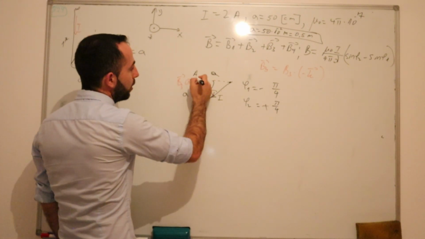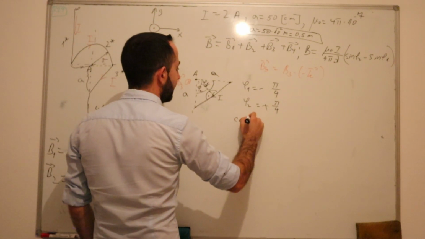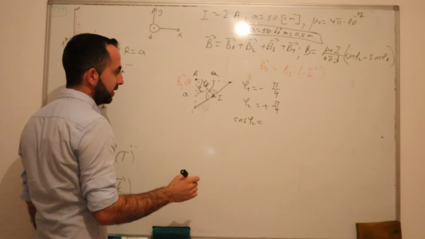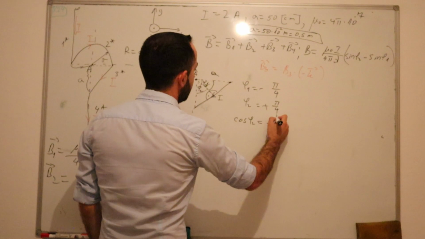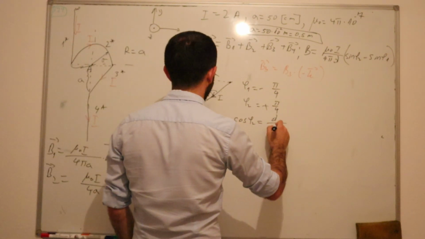So how can I calculate it? By using cosine. Cosine of phi2 is equal to this adjacent side, which is D, divided by the hypotenuse, A.